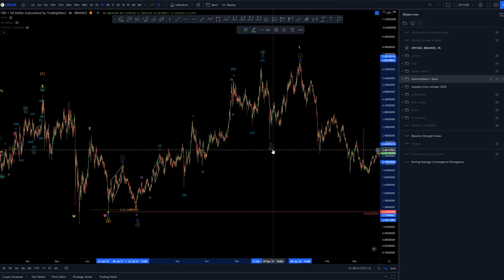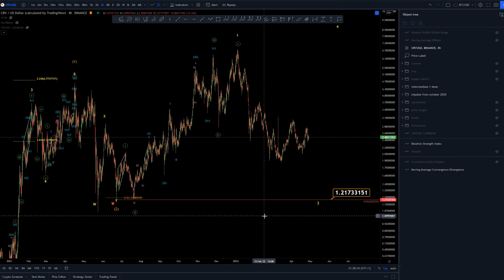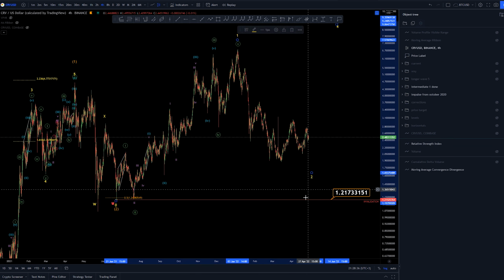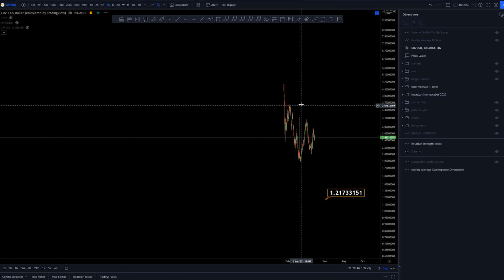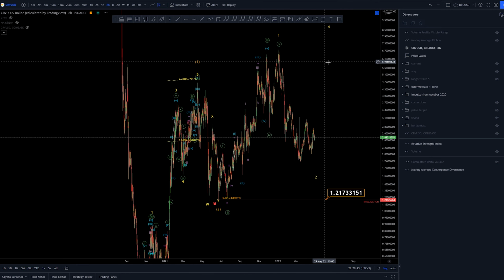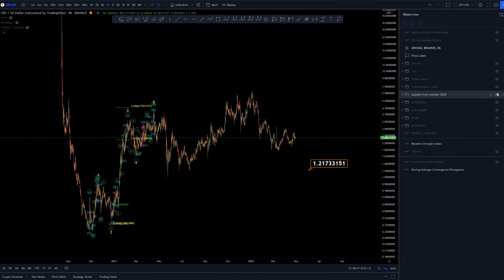Invalidation point around the $1.21 area, and the wave 2 should be ending before that if this count is to be believed. Okay, lagging a bit. But that is one possibility.